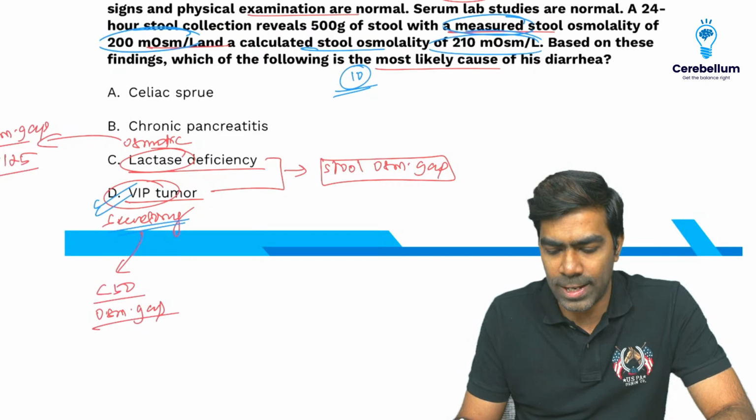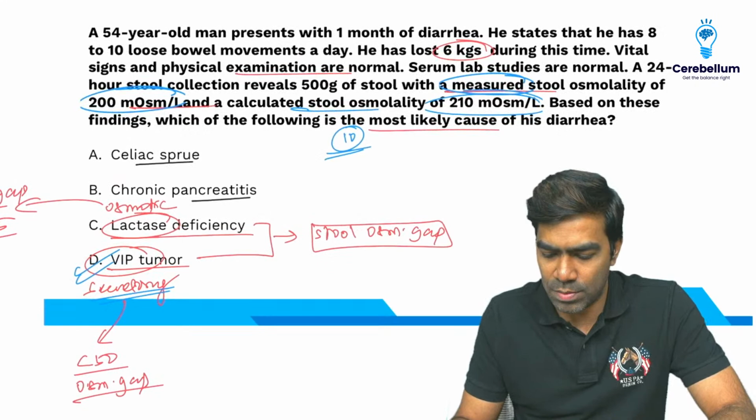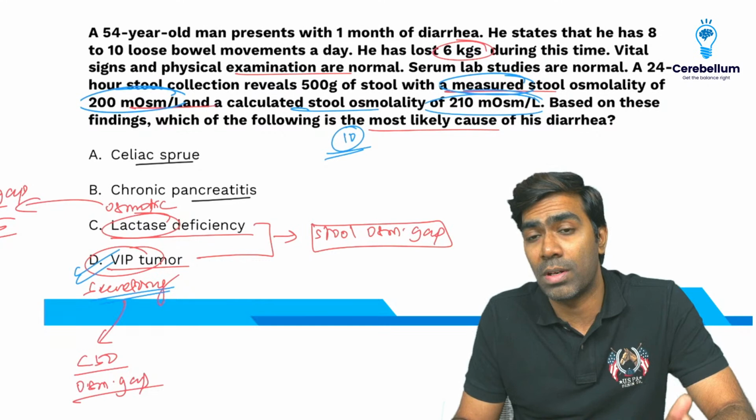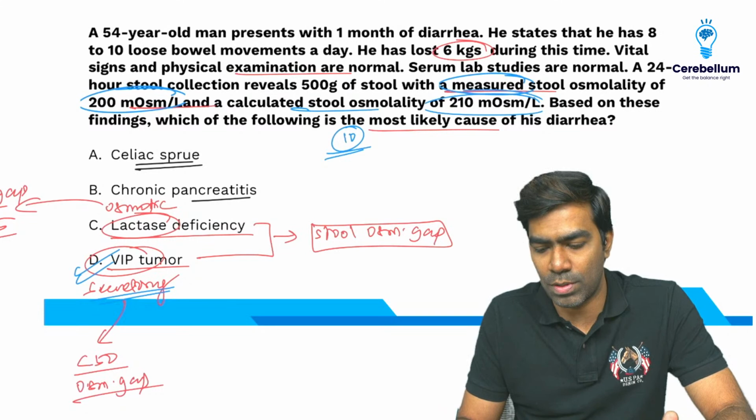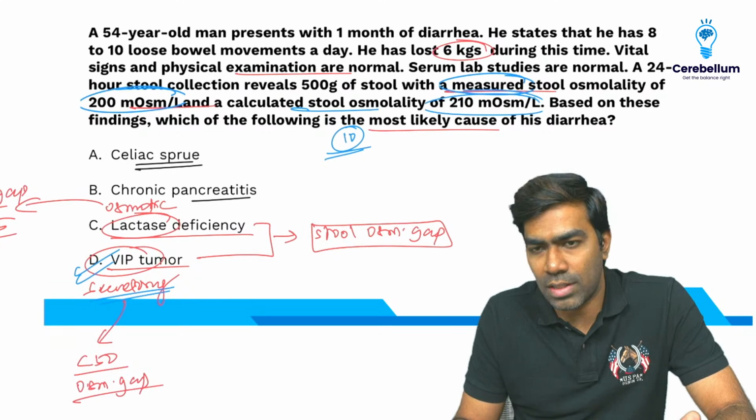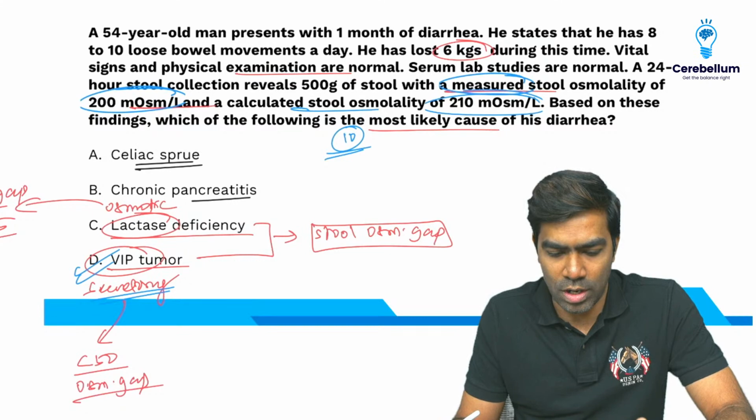There are no findings that are consistent with chronic pancreatitis or celiac sprue, because in chronic pancreatitis, you should have diabetes. You should have abdominal pain, chronic abdominal pain. That's not there. There's no history with regards to gluten hypersensitivity, so there's nothing to substantiate celiac sprue. So that's not the case here. It's easily going to rule out celiac sprue and chronic pancreatitis. The right answer for this question is D, VIP tumor.